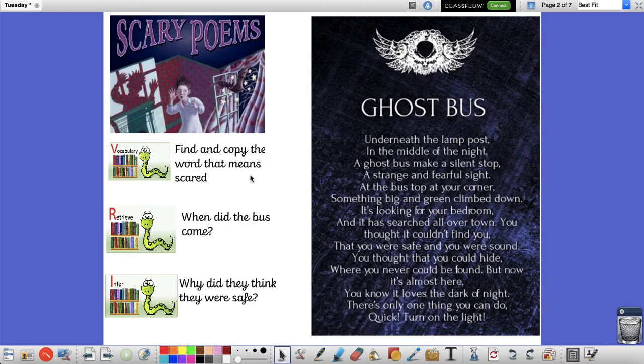Remember, if you find and copy a word, it means one word. Retrieval, you're getting it straight from the text. And inference means you're reading around the text to give your answer. When you have finished, come back and press play, ready for today's learning for writing.